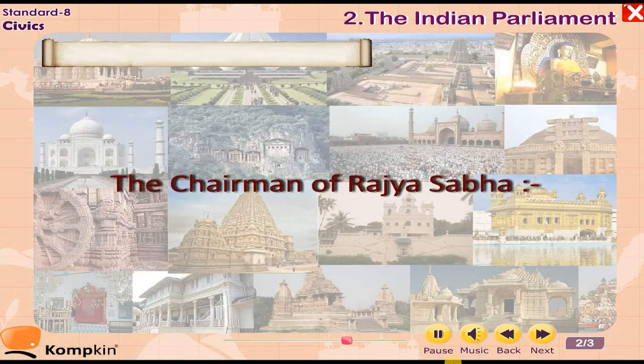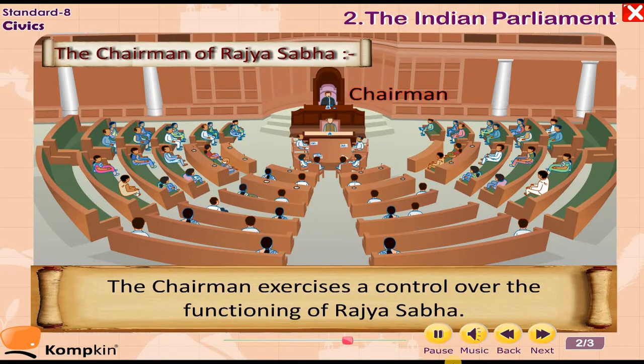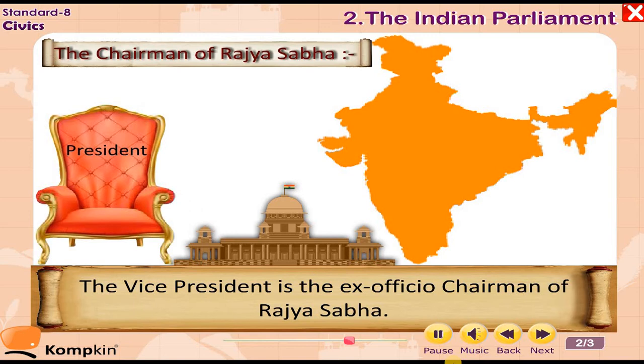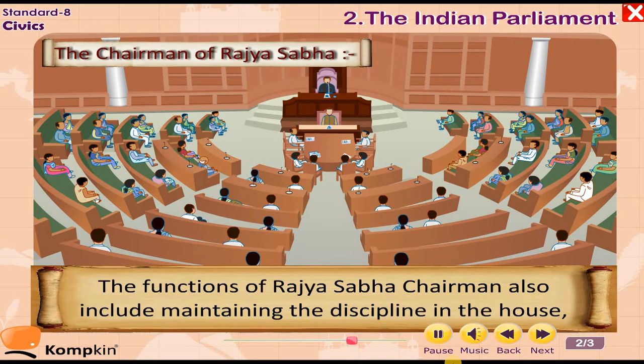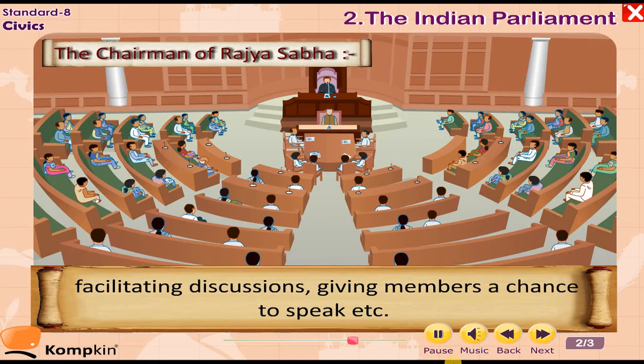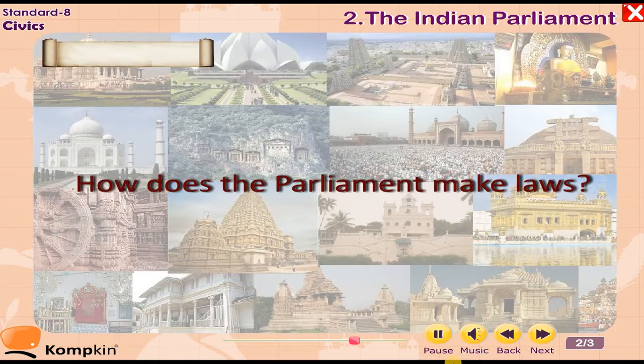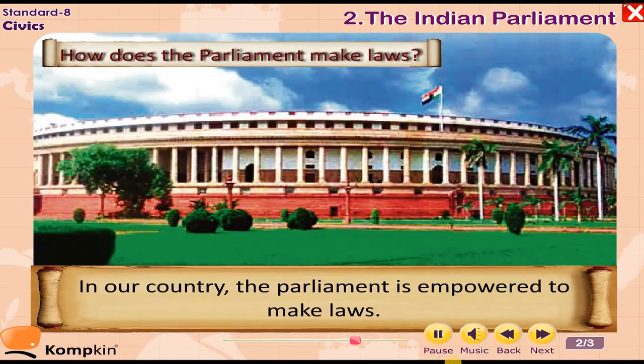The Chairman of Rajya Sabha. The Chairman exercises a control over the functioning of Rajya Sabha. The Vice President is the ex officio Chairman of Rajya Sabha. The functions of Rajya Sabha Chairman also include maintaining the discipline in the House, facilitating discussions, giving members a chance to speak, etc.